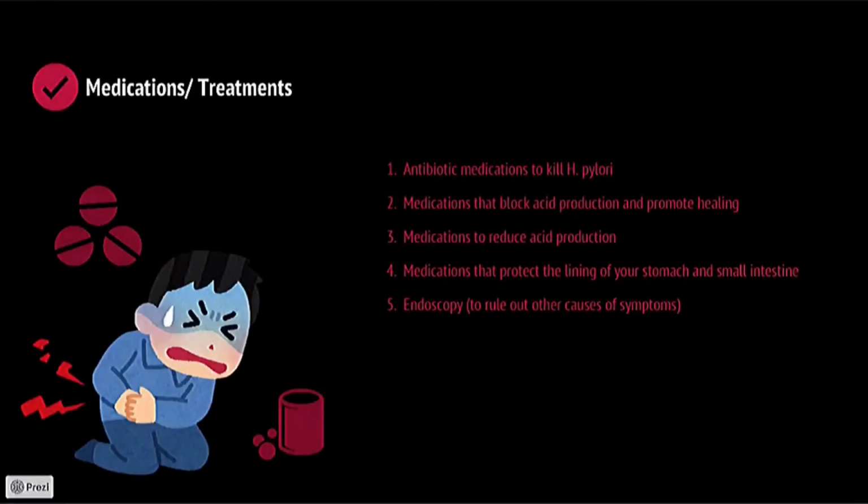For the medications, treatment for peptic ulcers depends on the cause. Usually, treatment will involve killing the H. pylori bacterium if present, eliminating or reducing use of NSAIDs, if possible, and helping your ulcer to heal with medication. Medications can include antibiotic medications to kill H. pylori. For example, amoxicillin, clarithromycin, metronidazole, tinidazole, tetracycline, and levofloxacin.